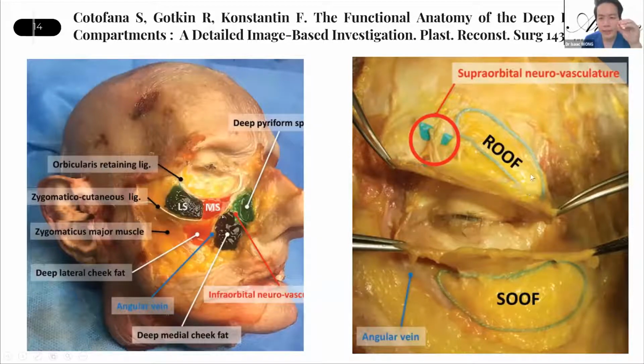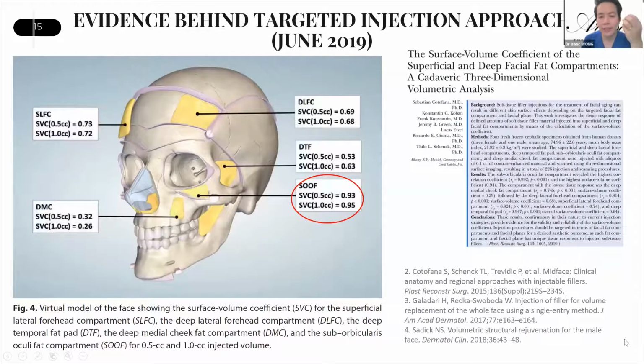Importantly, take note that the ROOF, the retro-orbicularis oculi fat, has a neurovascular bundle just beside it. And the SOOF has the angular vein very close to the medial border. So be very careful when you inject fillers in these deep fat pads. If you only had a certain amount of filler, where would you put it to get the best results?